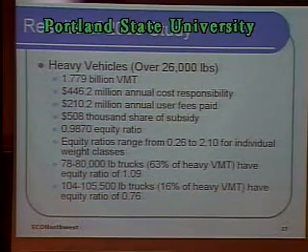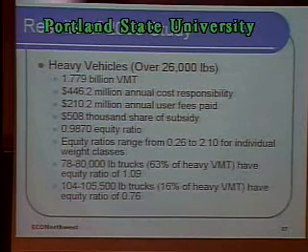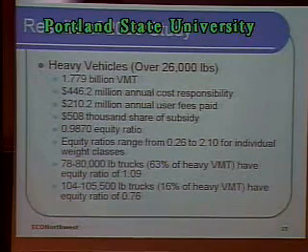The second largest group of heavy trucks is the very top end 105,500 pound vehicles, and they had an equity ratio of 0.76, indicating that they were definitely not paying as much as they should.